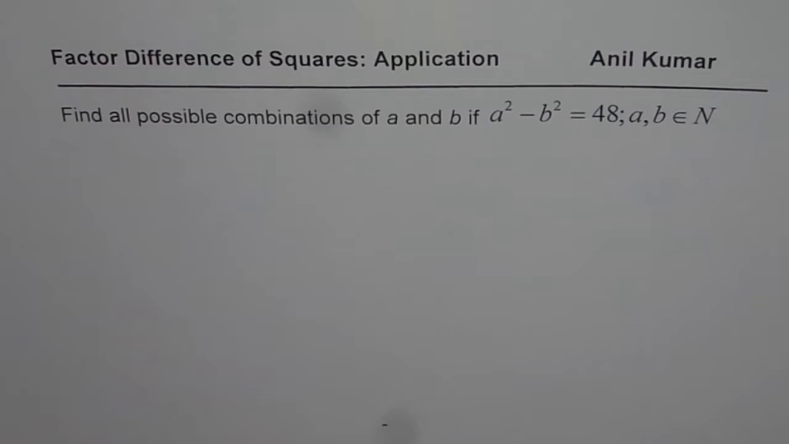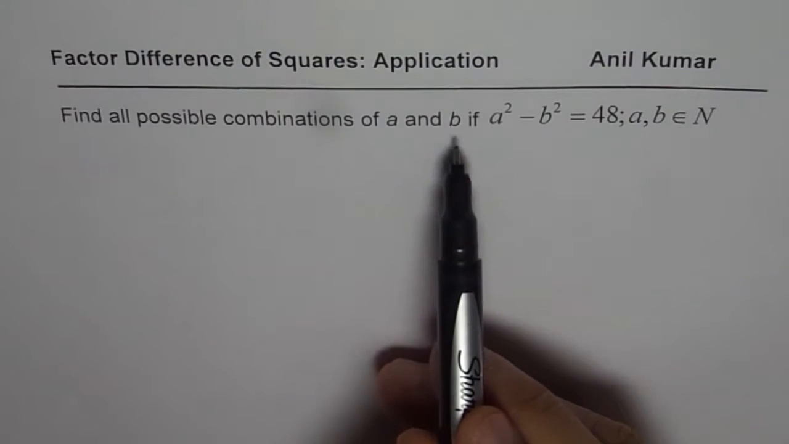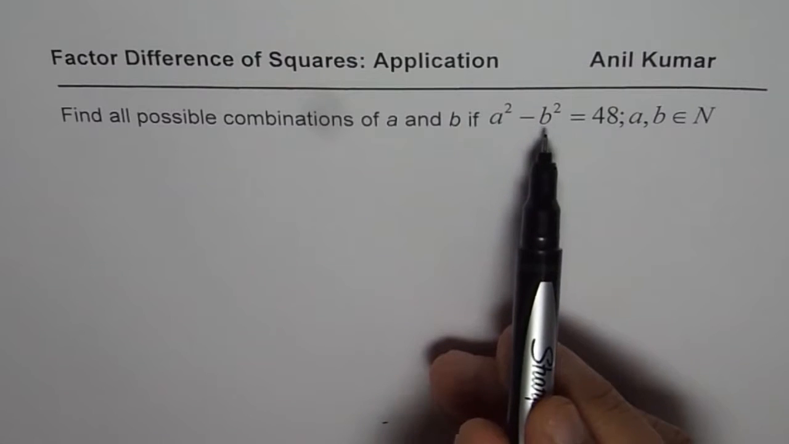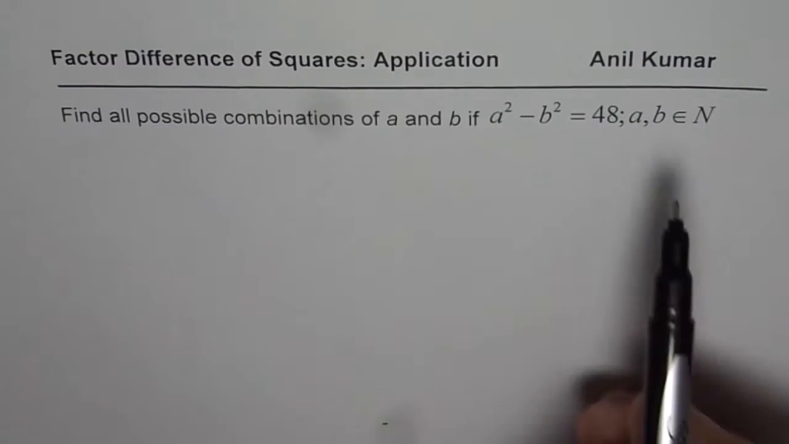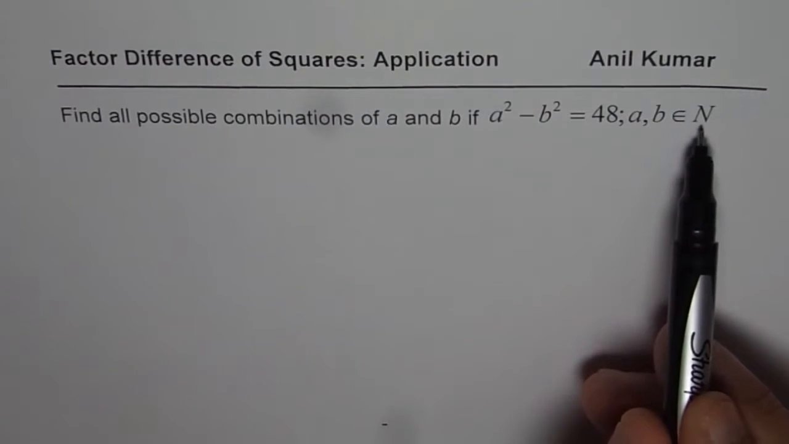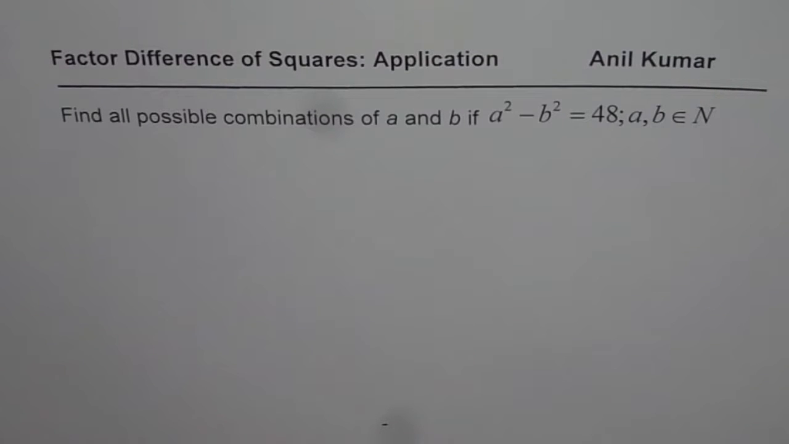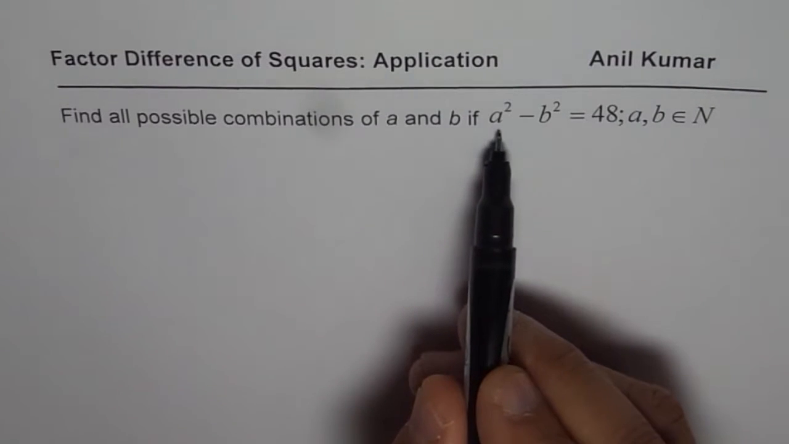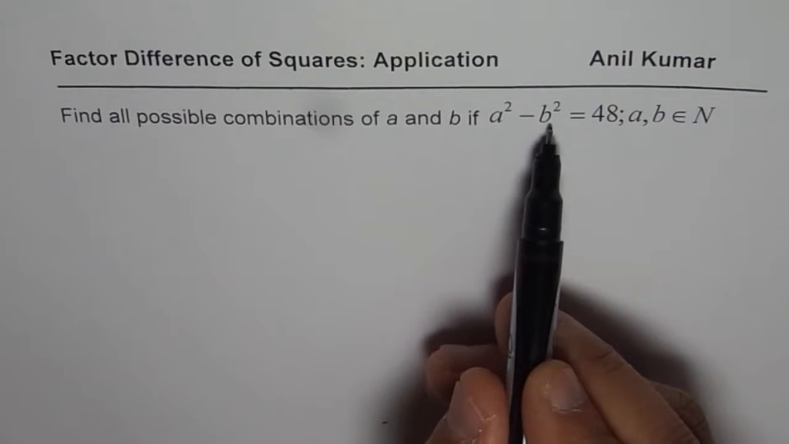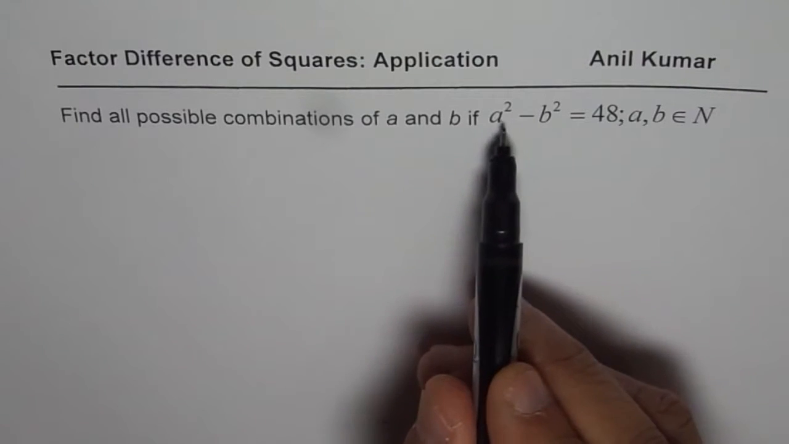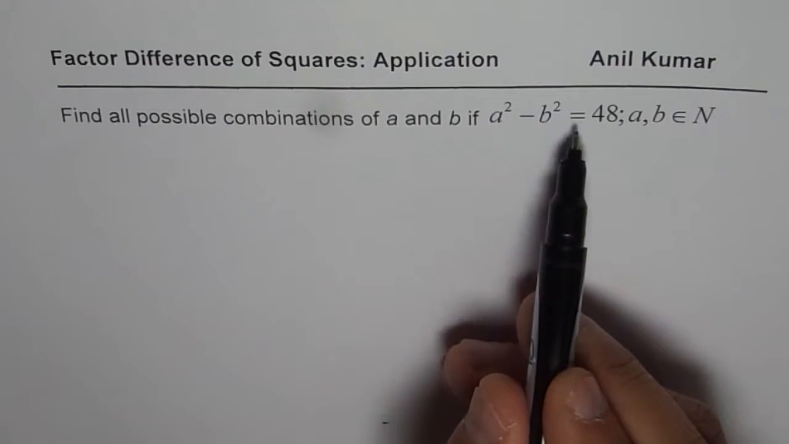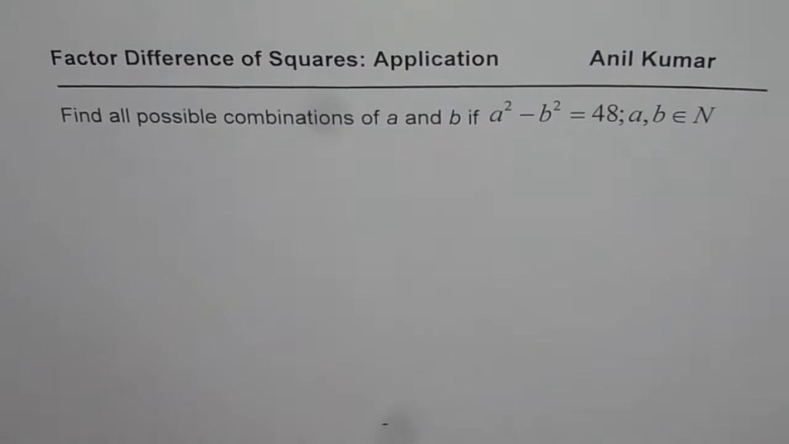Here is a very interesting example on factoring with the help of difference of squares. The question is: find all possible combinations of a and b if a square minus b square equals 48, where a and b are natural numbers. So we need to find all possible natural numbers whose difference of squares is 48. That is another way of looking into this question. I'd like you to pause the video, answer the question, and then look into my suggestion.